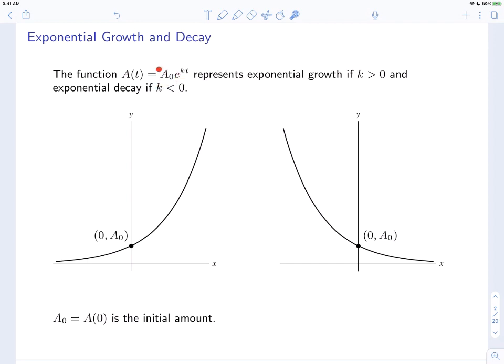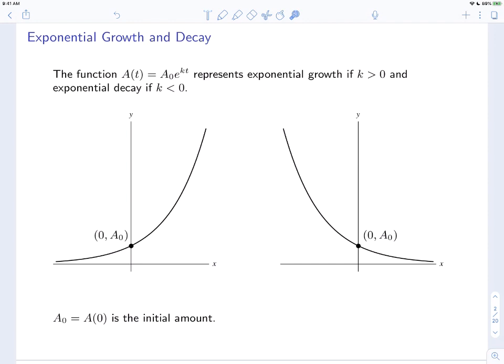A₀ is the initial amount, because if you plug in t = 0, you get A₀ times e^0. e^0 is 1. So A evaluated at t = 0 is equal to A₀. So that's why it's called the initial amount. We often think of t as representing time. So when t is equal to 0, we have the starting amount, or the initial amount.